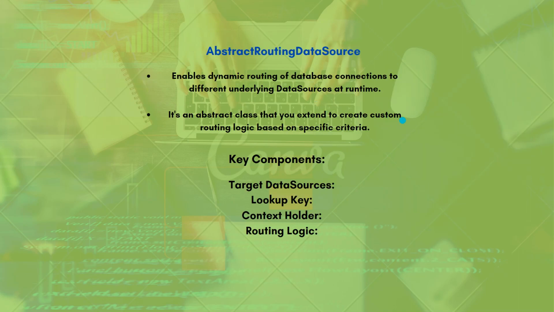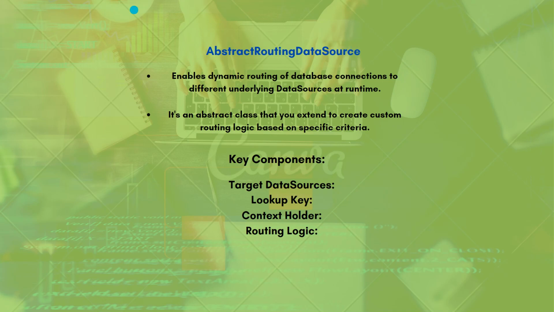Basically, the abstract routing data source enables dynamic routing of database connections to different underlying data sources at runtime, as I discussed previously. It's an abstract class that you extend to create custom routing logic based on specific criteria. We have seen the routing logic happen in the request, but this is pretty similar in concept. We are routing the data source based on keys.